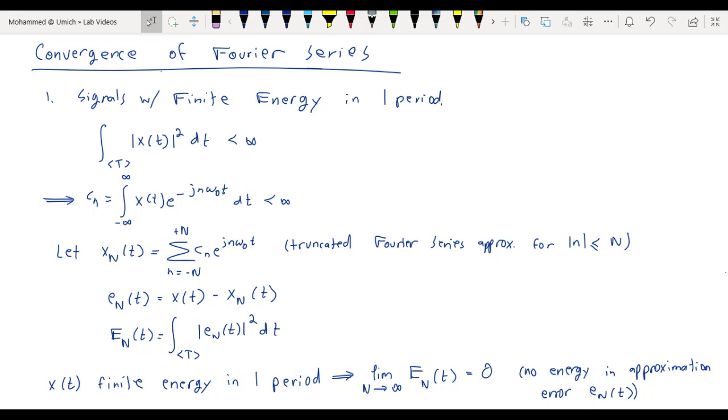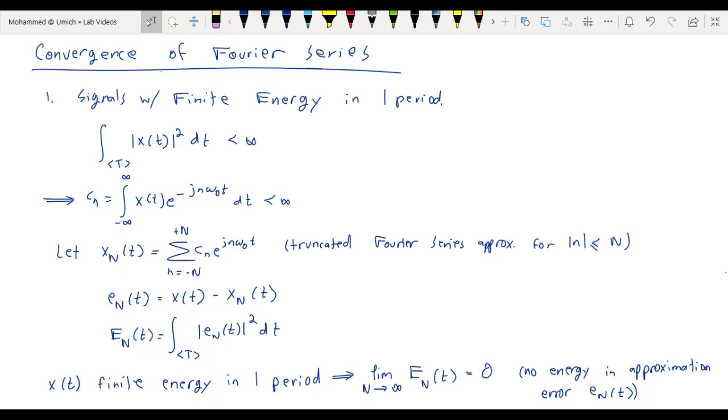Now note that just because the energy in the approximation error goes to zero as capital N, the number of terms, goes to infinity, this does not imply that the signal x of t and its Fourier series representation are equal at every value of t. What this does say, however, is that there's no energy in their difference. And we'll see this very evidently towards the end of this video when we look at the convergence of the finite Fourier series approximation xn of t for the square wave that we saw in the example at the end of the previous video.